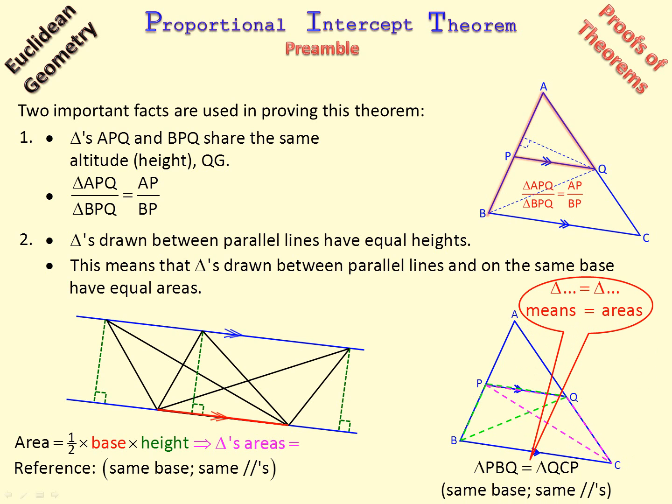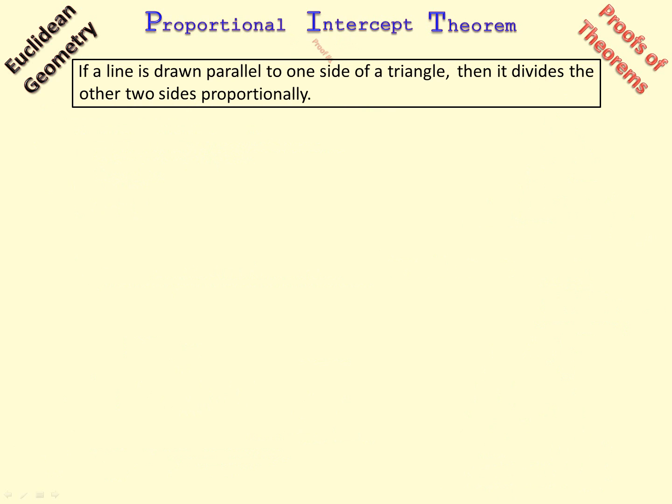And when you write triangle PBQ equals triangle QCP, that means the areas are equal. They're not congruent, they're not exactly the same shape. They are just equal in area. So we can go into the proof now.